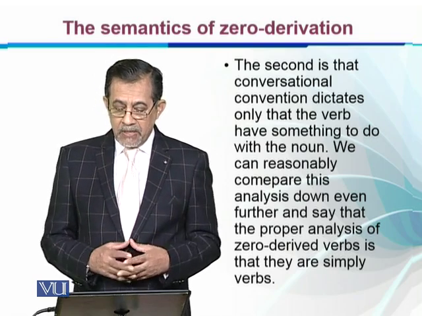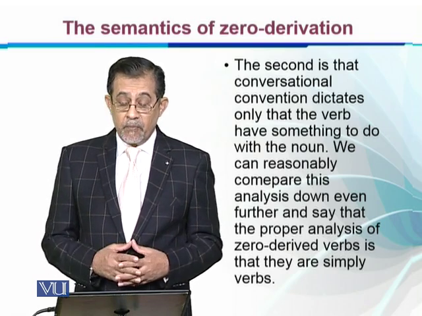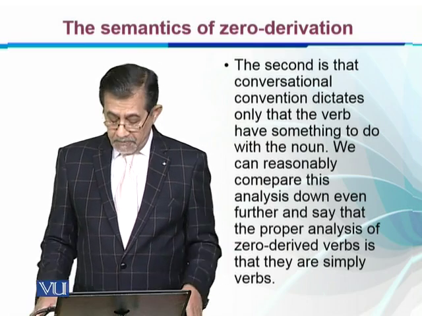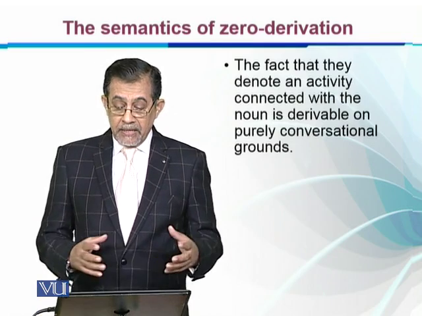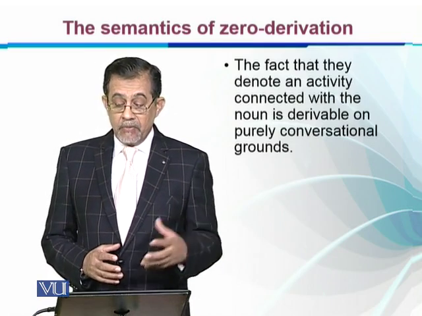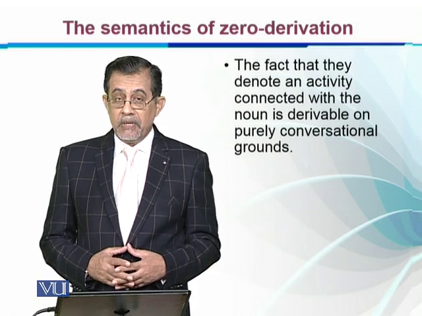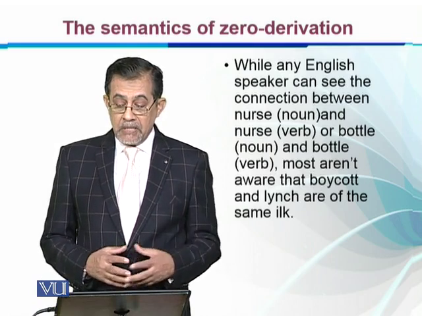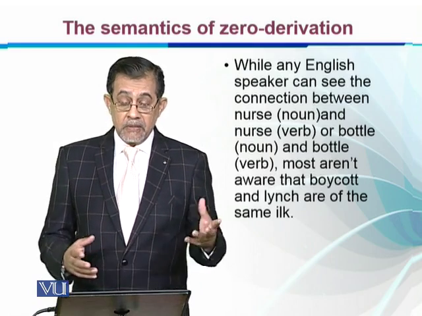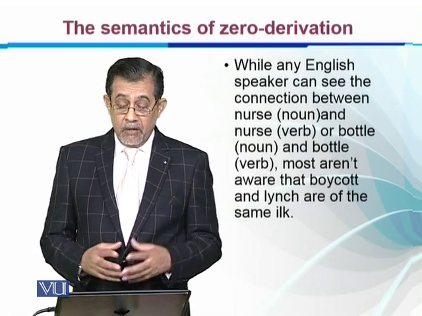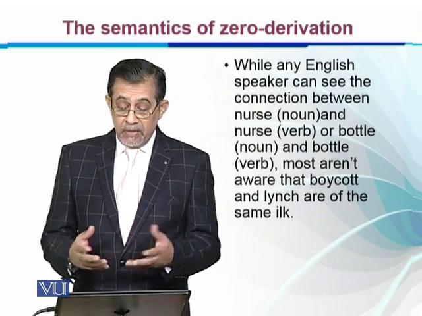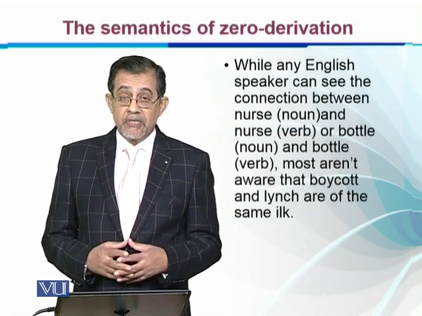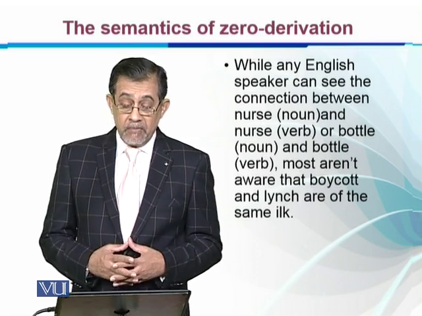We can reasonably simplify this analysis even further and say that the proper analysis of zero-derived verbs is that they are simply verbs. The fact that they denote an activity connected with the noun is derivable on purely conversational grounds. While an English speaker can see the connection between the noun nurse and the verb nurse, one who nurses, or the noun bottle with the verb bottle, most aren't aware that boycott and lynch are of the same ilk, the same tribe, right?